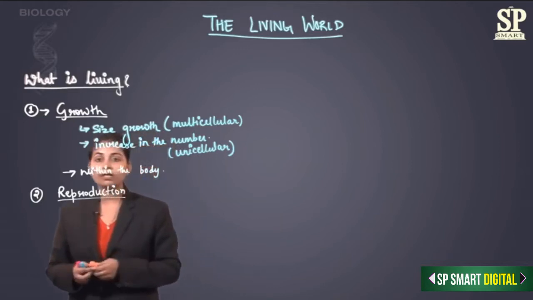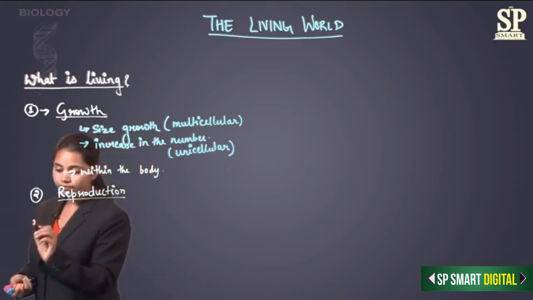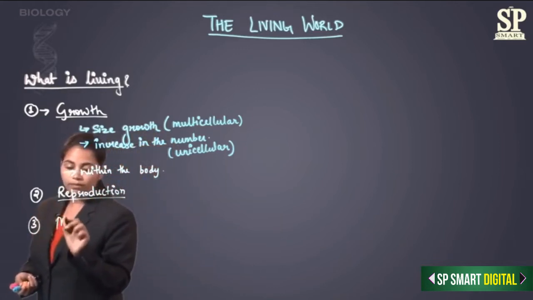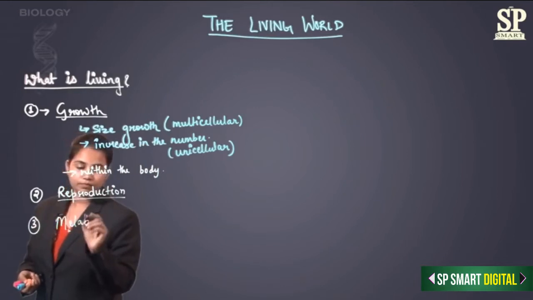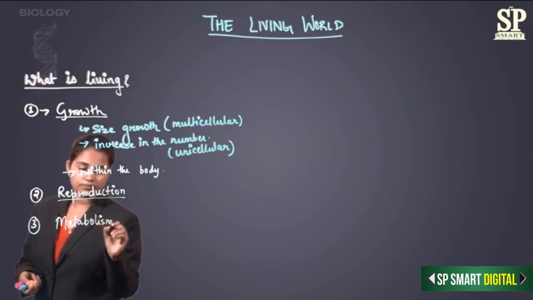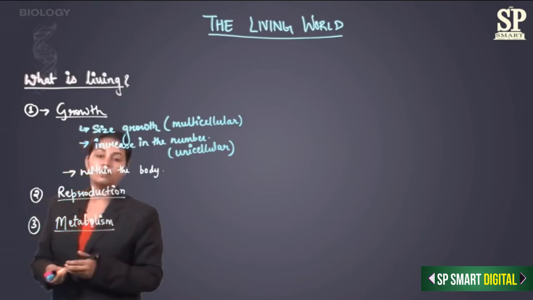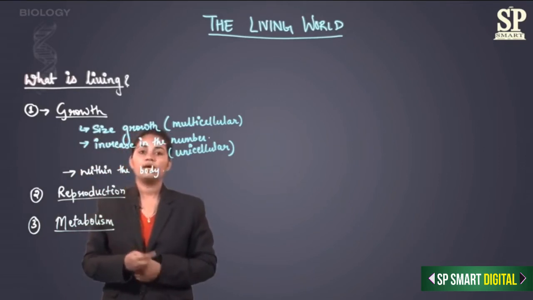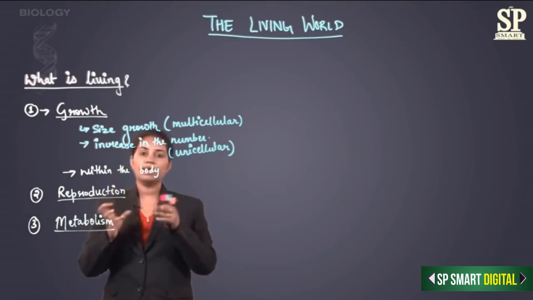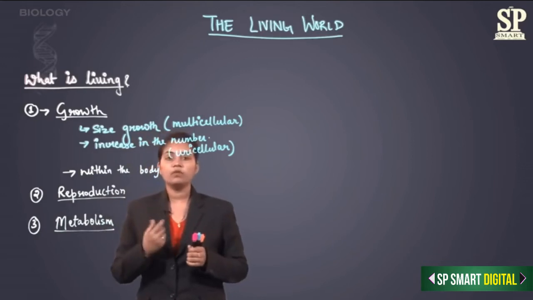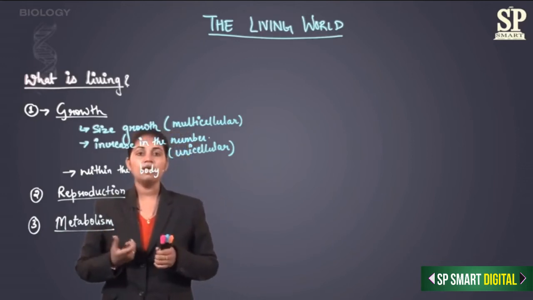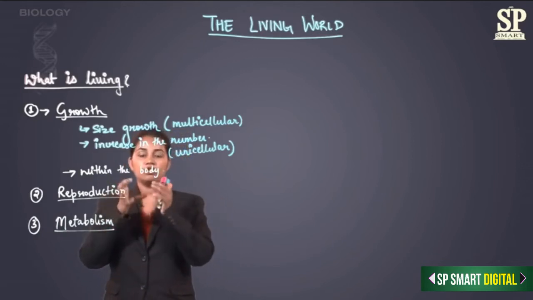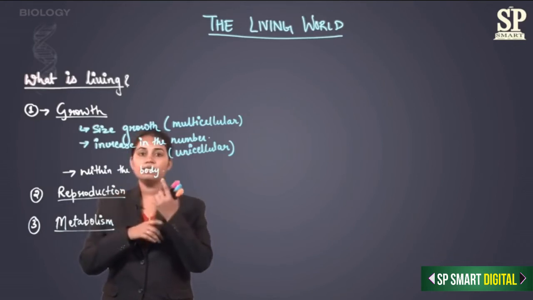Now coming to the third criteria, which is metabolism. Yes. Now what do I mean by metabolism? Okay, I have an object. It can be unicellular, it can be multicellular. If it is a unicellular organism, the whole cellular activities will be occurring in a single cell itself, right?